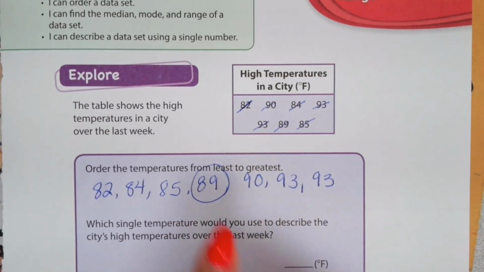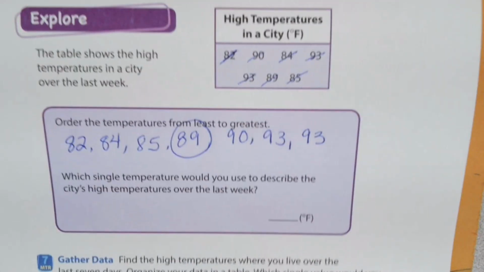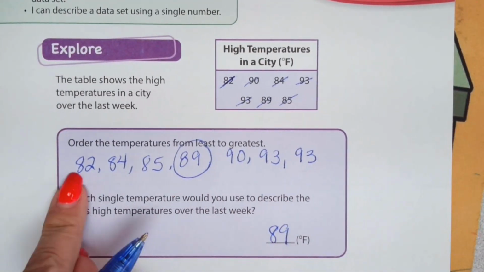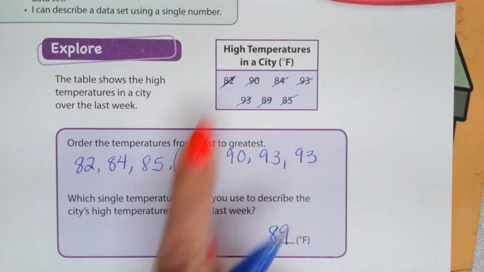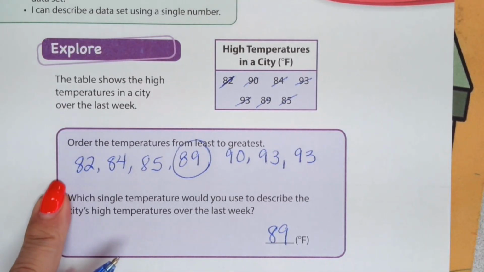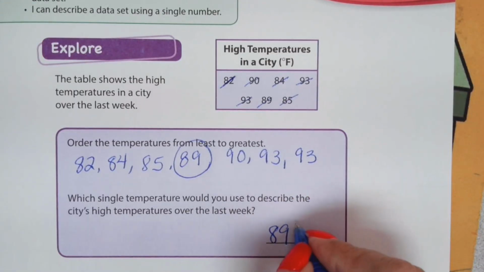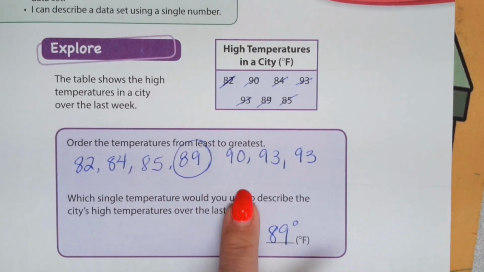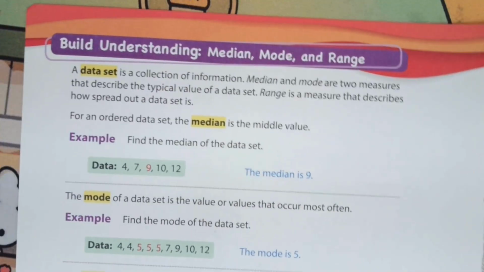89 is the temperature that's right in the middle. The median, the middle number. So the one that describes the temperature is 89 degrees. If you say 99, what about these other temperatures that were also warm? Remember, all these are high temperatures. So the number that describes most of the temperatures would be 89, because that's in the middle of your data. Okay, does that make sense? Okay, let's go on to the other side.